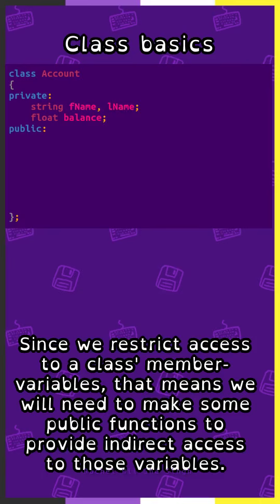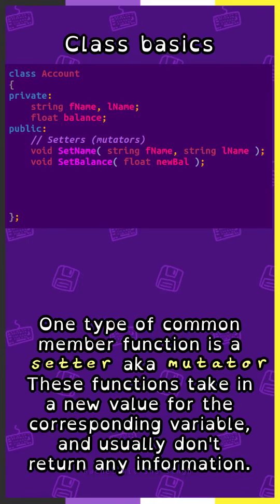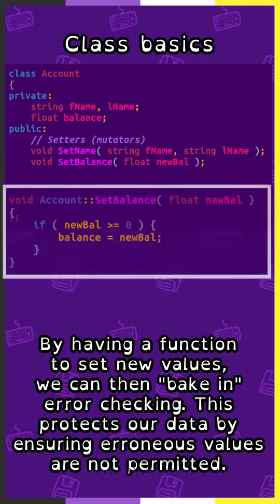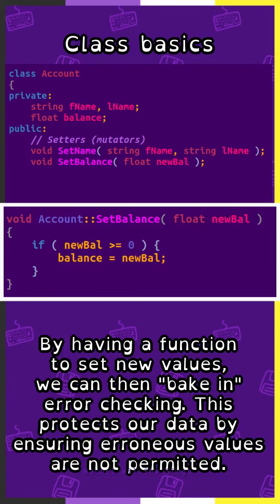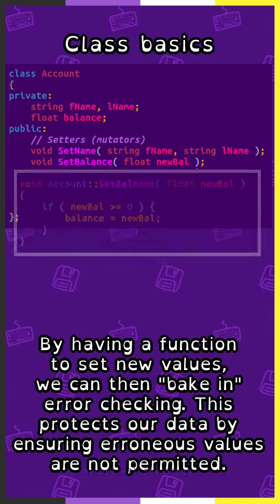Since we restrict access to a class's member variables, that means we will need to make some public functions to provide indirect access to those variables. One type of common member function is a setter, aka a mutator. These functions take in a new value for the corresponding variable, and usually don't return any information. By having a function to set new values, we can then bake in error checking. This protects our data by ensuring erroneous values are not permitted.